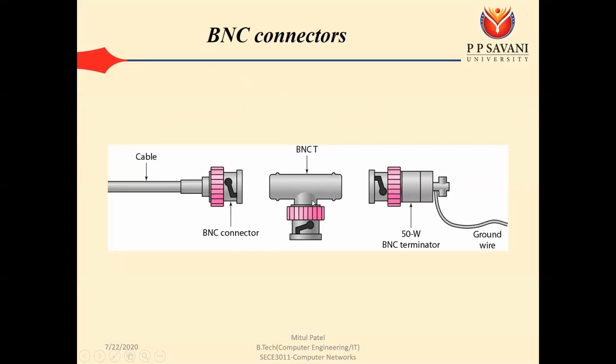BNC T. To connect one device to another device within our network, we can use the BNC T. And we have the BNC terminator, which can work as a ground wire. If we want to stop the reflection of the signal, then we require the BNC terminator at the end of the cable. That can stop the reflection, and it can provide you the intended results.